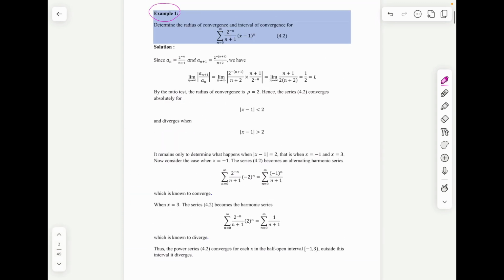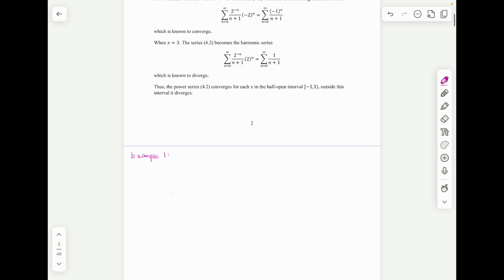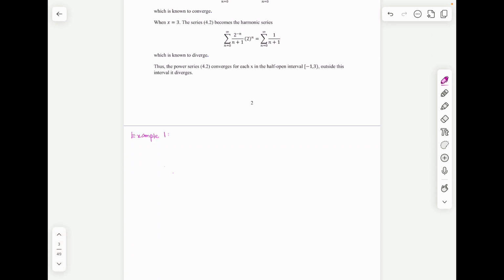So example 1, we have the series. Then we need to find the radius of convergence and the interval of convergence. So we have a power series. So we want to find the radius of convergence. To find the radius of convergence, we need to first find whether the series converges or not, and then the interval of convergence.